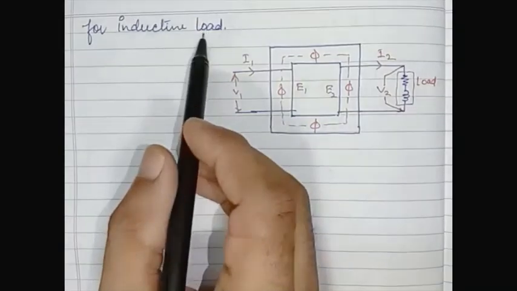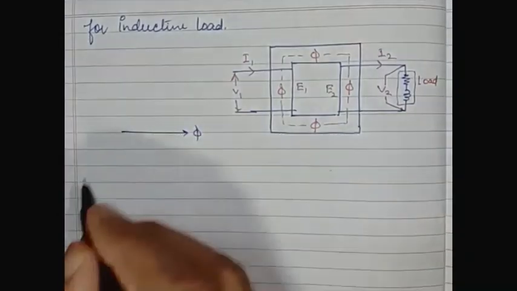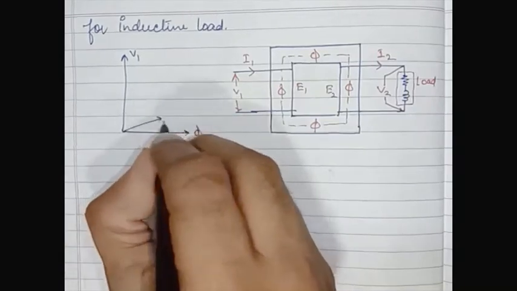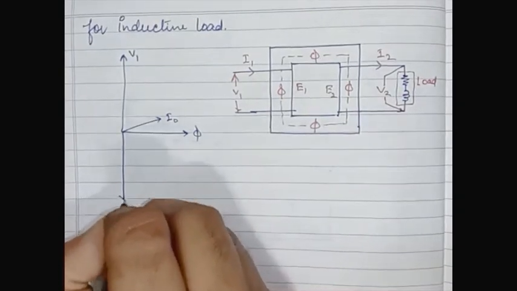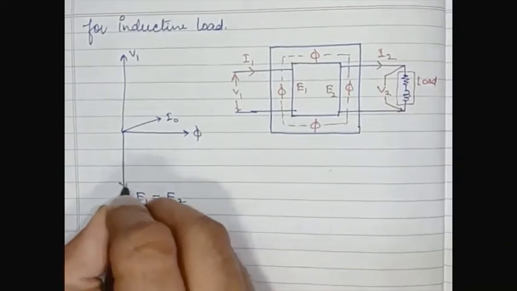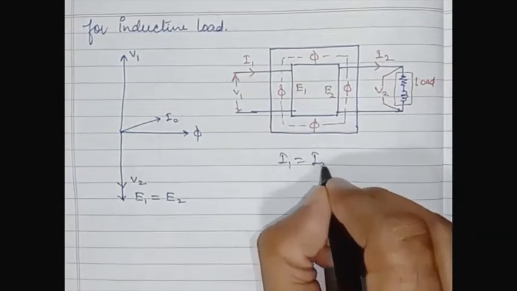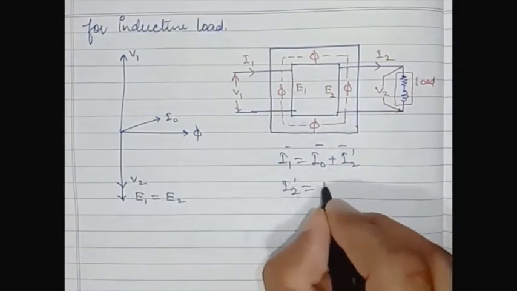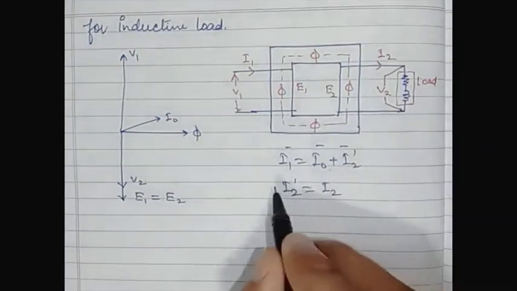Now considering the inductive load, since most loads are inductive. This is phi, then this is V1, this is I naught, then this is E1, suppose it is E2, and this is V2. Now we have the relation I1 is equal to I naught plus I2 dash, and I2 dash is equal to I2.